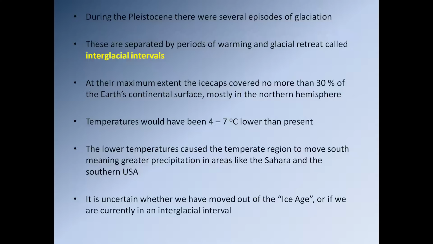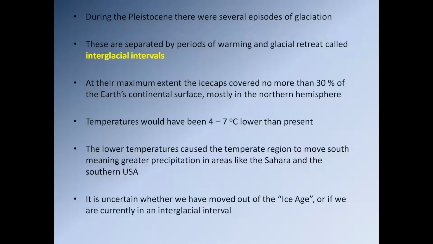So at their maximum extent, the ice caps during the Pliocene covered no more than 30% of the Earth's continental surface, mostly in the northern hemisphere. So, as I said, a large proportion of North America, mostly Canada and the northern states, a very large portion of Europe, essentially Scandinavia, coming all the way down to Denmark, northern Germany, Scotland, and very northern England, northern Wales. That area was covered by ice. And then essentially northern Russia was also covered by ice during the last ice age.